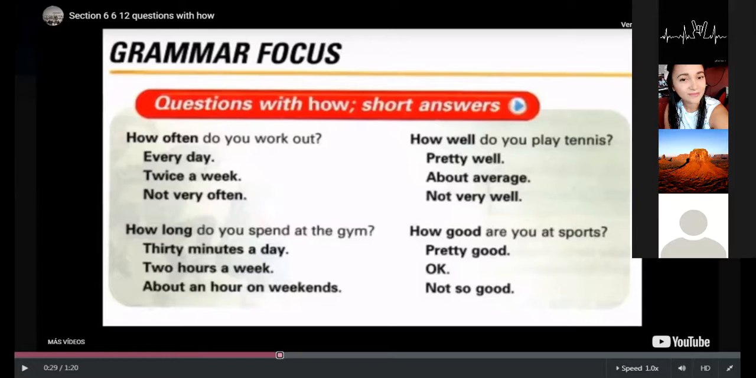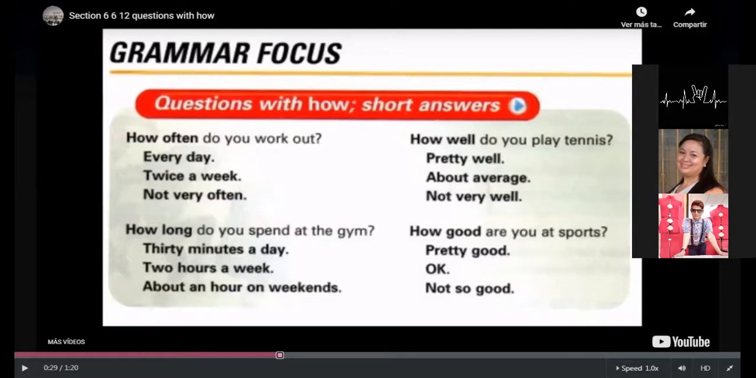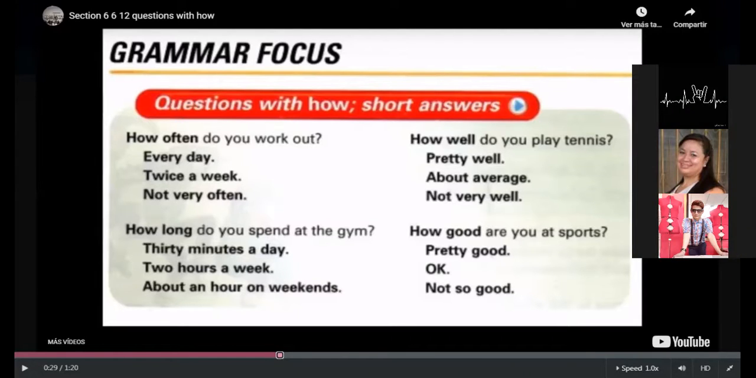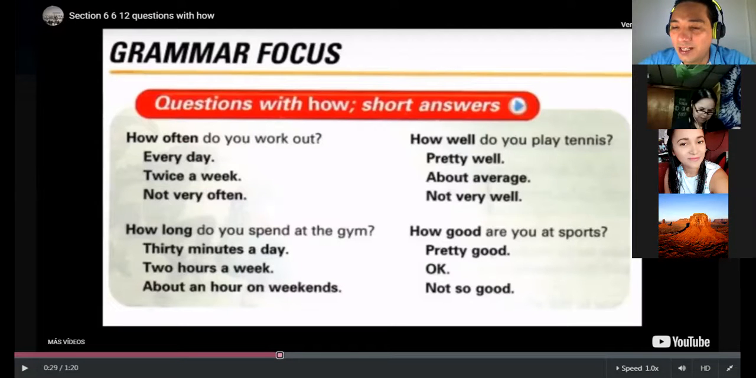Kenya Ramos. Yes. Hello. How good are you at playing football? Pretty good. Pretty good. Really? Yes. Pretty good. Okay. I said pretty good. Pretty good. Excellent. Very good. Okay, Kenya. Great job, Kenya. Where is Kenya? Uh-oh. I lost her. Okay, Kenya, I have Patricia.